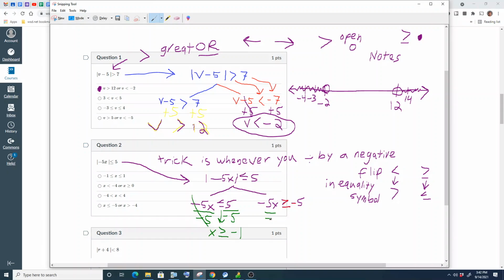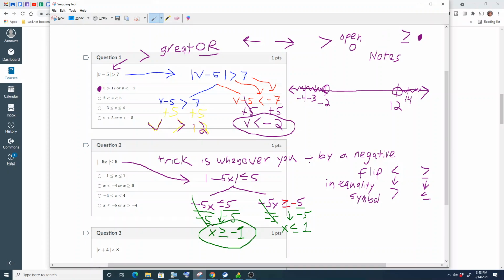Over here, we're also going to divide by negative 5. And that, indeed, again, is going to flip it. Instead of greater than or equal to, it's going to be less than or equal to. Bring down your x. And then negative 5 divided by negative 5 is a positive 1. That's supposed to be a 1. Wow. And so that's going to be our 2 answers there.